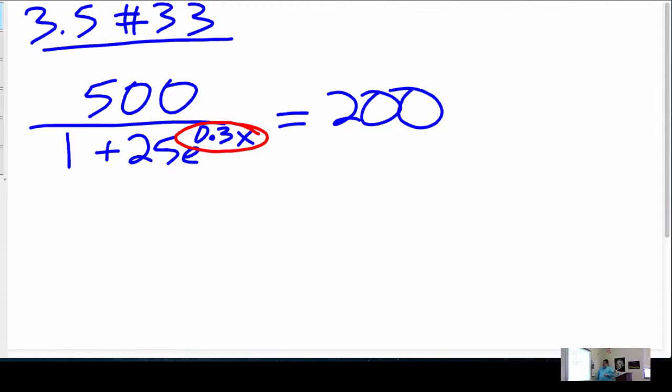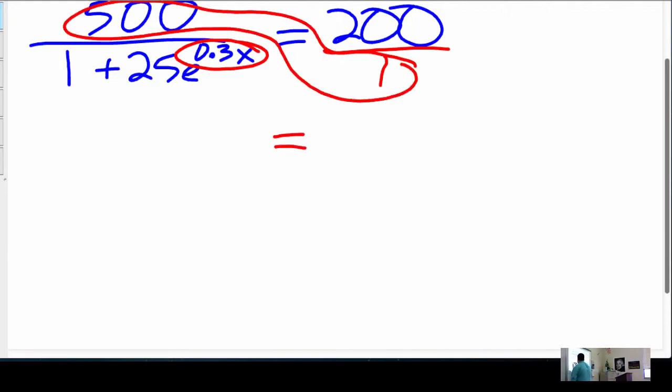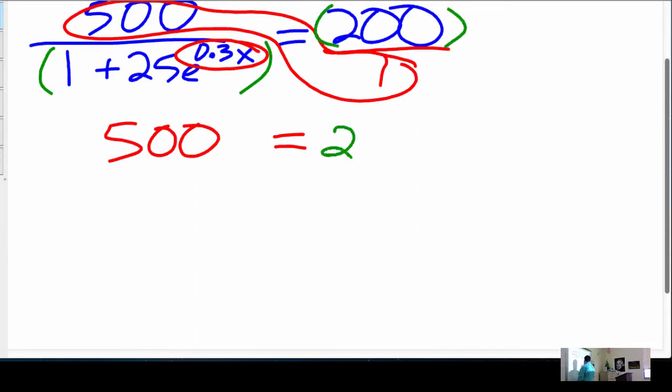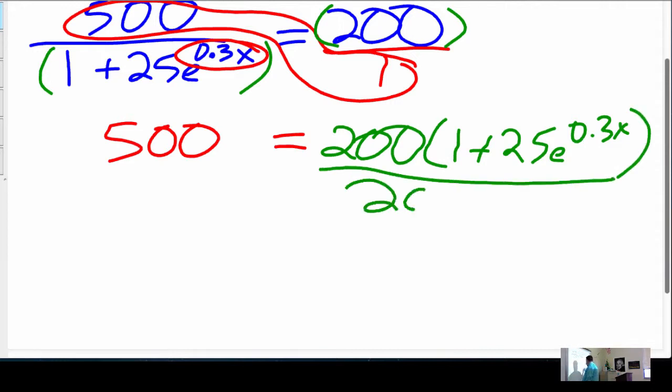Well, we've got to somehow, someway algebraically get that e by itself. So the first thing to do is treat this like a proportion and cross multiply. I take 500 times 1 and just get 500 on this side. Over here, I'm just going to write 200 times the quantity 1 plus 25 e to the 0.3x. Then I'm going to divide both sides by 200.